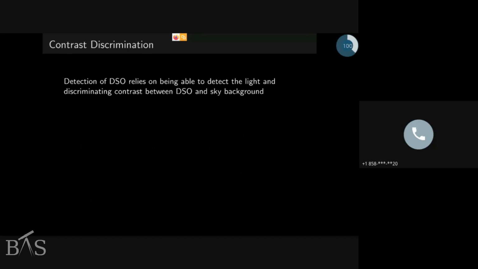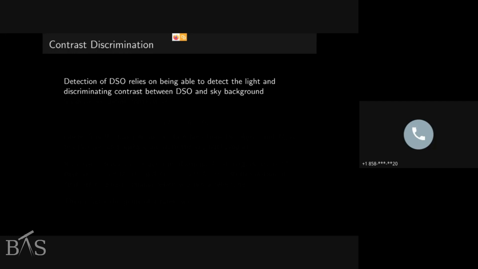Then here's another important thing. The detection of a deep sky object relies on both being able to detect the light from the object and discriminating the contrast between the deep sky object and the sky background. So what matters is the signal to noise ratio, right? Not how strong just the signal is. If your background is very bright, then it becomes harder to see faint stuff. And if the sky background in your telescope is fainter, then it's easier to see faint objects. So one should not think about just the brightness of the DSO, but the brightness of the sky background and the contrast you're able to discriminate. That's why observing low surface brightness objects is very hard, because they are very low contrast.